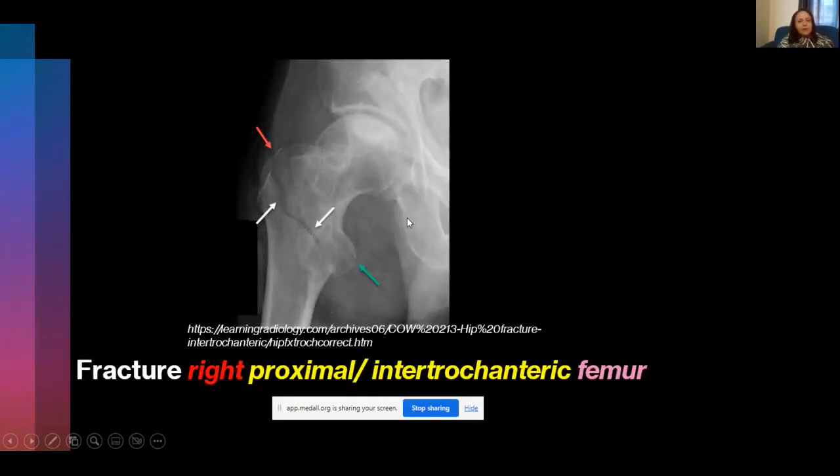Another example, that's the right femur, and that's the fracture of the right femur. It's the right side and the femur bone. Which part of the femur? It's called the proximal part. And this part specifically has got a name. The fracture runs between the greater trochanter and the lesser trochanter, and it's called an intertrochanteric fracture. So this fracture site is called right proximal or intertrochanteric fracture of the femur.